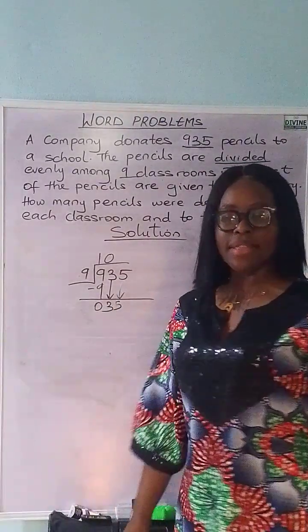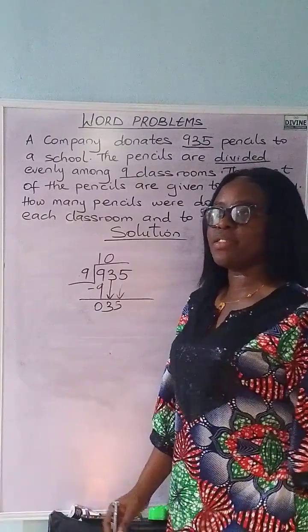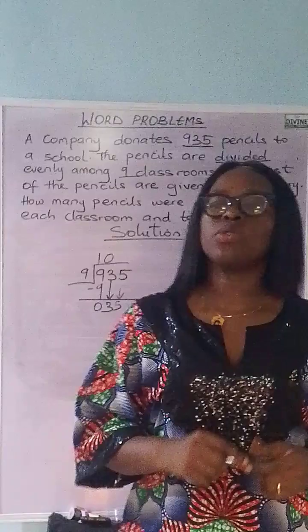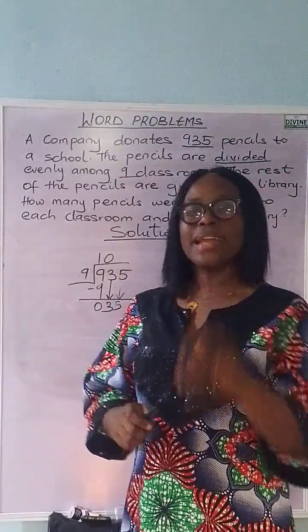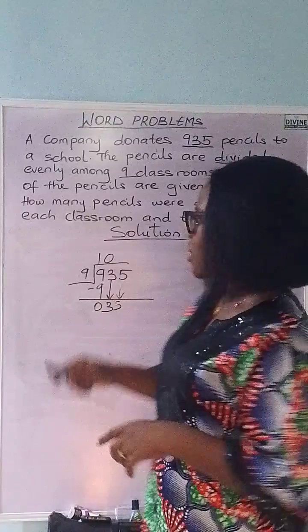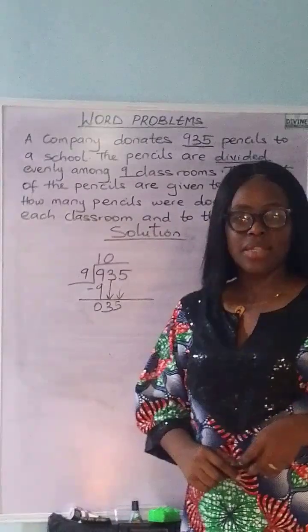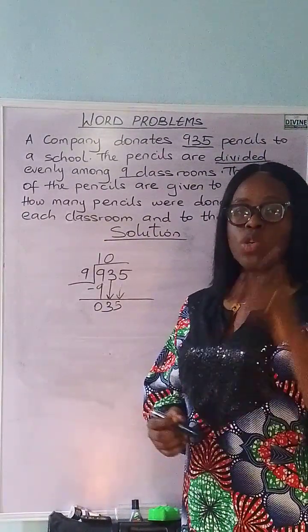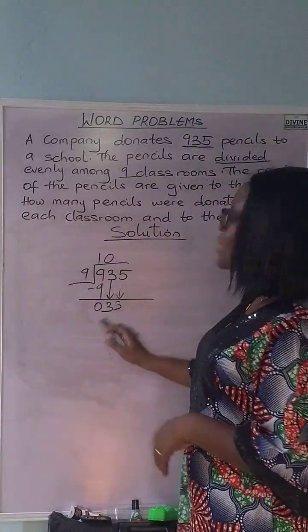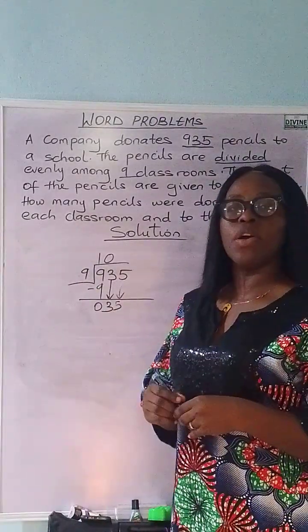Now 9 can divide 35, and if 9 divides 35, let's use a multiplication table. 9 times 1, 9. 9 times 2, 18. 9 times 3, 27. 9 times 4 is 36, which is more than the number we are dividing. So we don't do times 4. We do 9 times 3 is 27. So if 9 divides 35, we have 3.